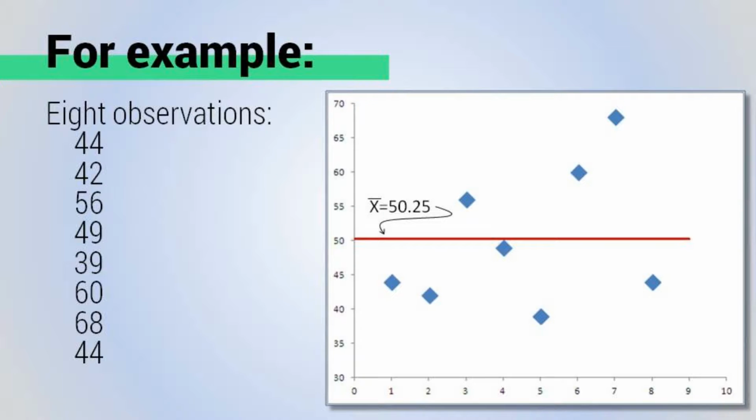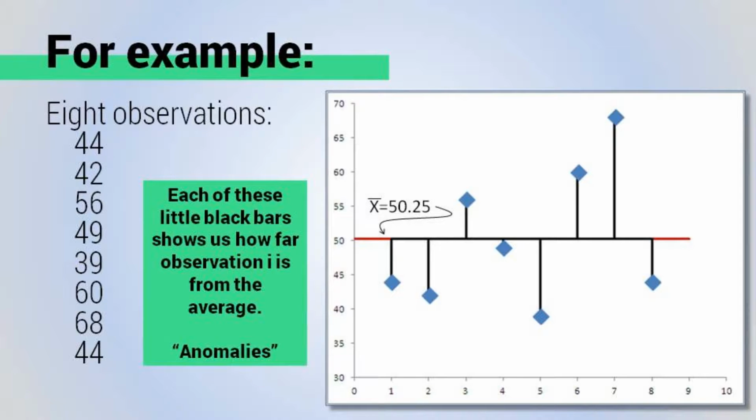Graphically, we can see that's the average of the 8 little diamonds, the 8 observations that I've taken so far. Now I'm going to draw a little stick from each of the observations to that average. Each of those little black sticks tells us how far away that observation is from the average. This is x of i minus x bar. Some of them are positive and some are negative. The right word for those little differences between the actual observation and the average is anomaly, by the way. So we have the anomaly.